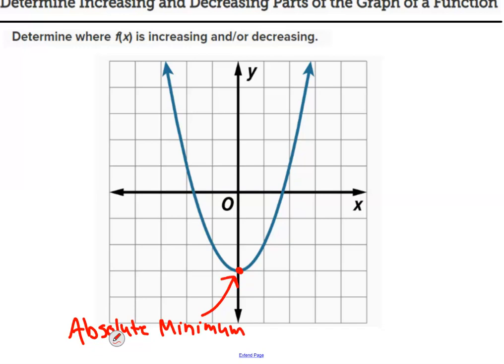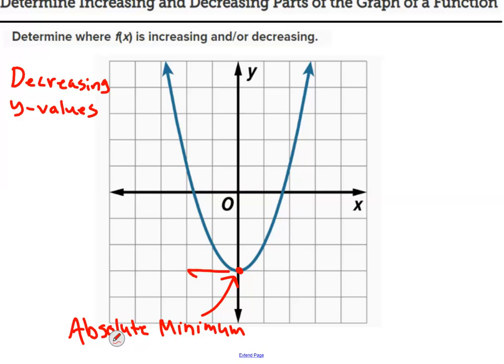Okay, that is the lowest point that the graph will ever be. So an absolute minimum, and that's where it changes from decreasing to increasing. So here we're going to say decreasing y values, and that we're going to state an inequality.